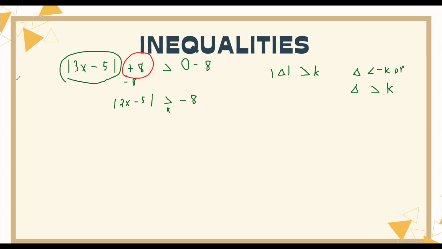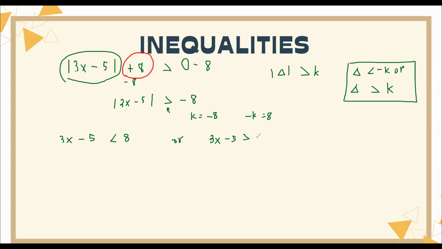So let's just follow it. Let's copy this. We have 3x minus 5 is less than positive 8, right? Since k is negative 8, negative k is positive 8. Correct? And then we have 3x minus 5 is greater than 8. So solve for it separately.